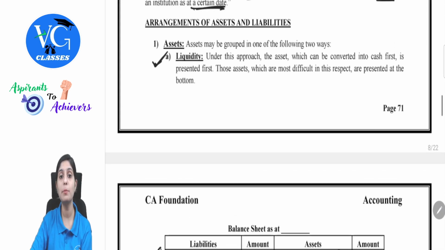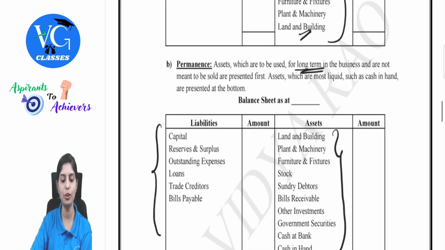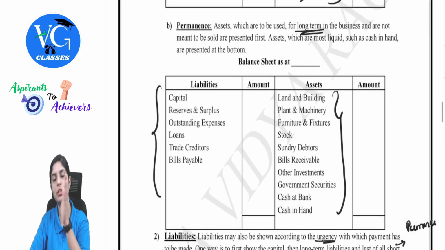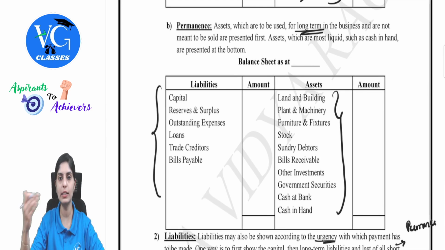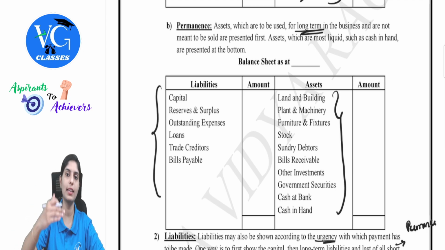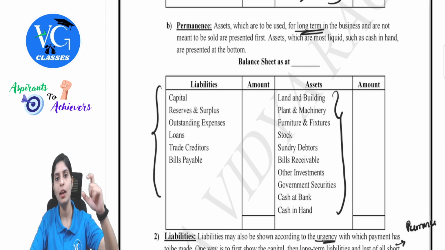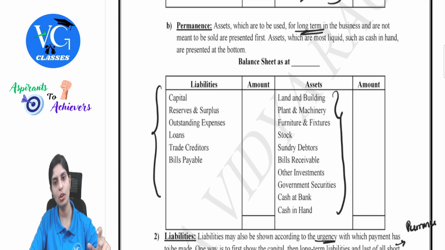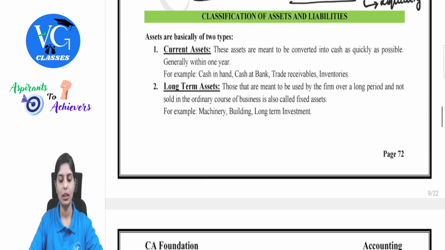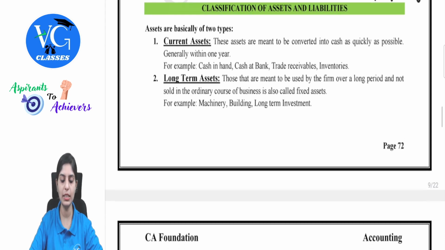Ma'am, if nothing is mentioned in the question, what is the way we have to present? You can by default go with the permanence approach. That is, first on the asset side, start with all fixed assets, then other non-current assets, and then current assets. And then on the liability side, start with capital, non-current liabilities, other non-current liabilities, and then current liabilities. This is the default format if nothing is mentioned. Clear.